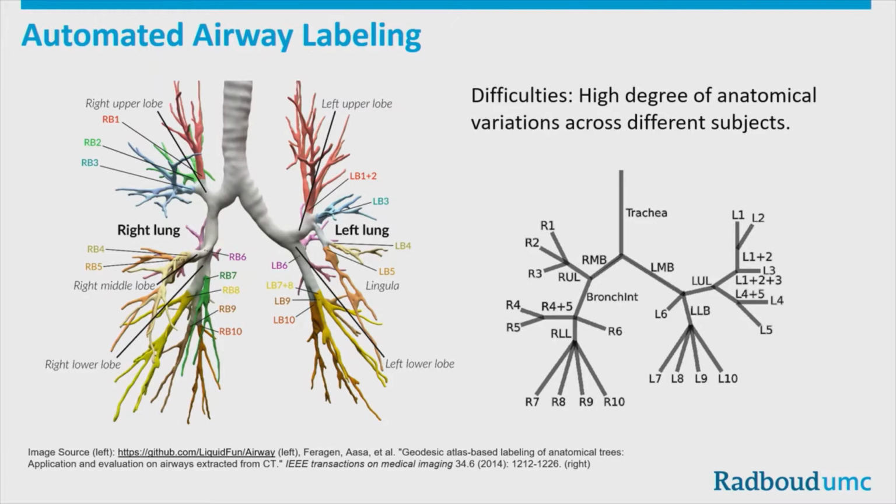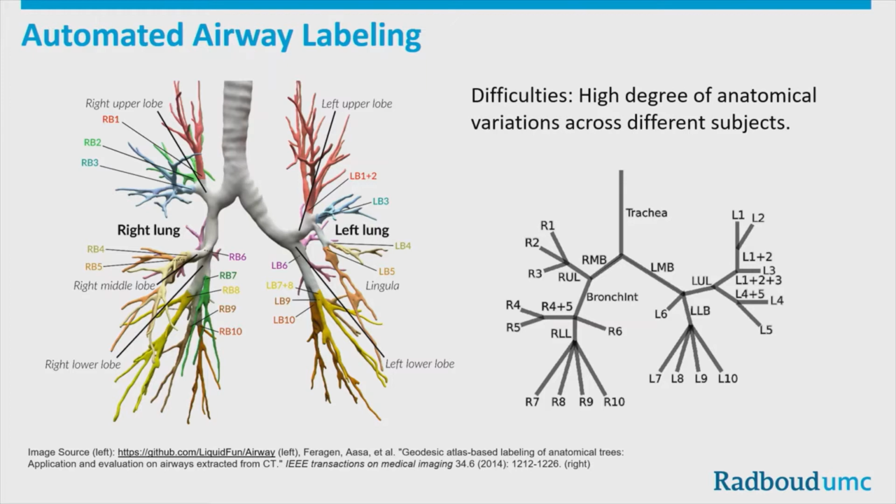On the left side of the image, we see that the focus of this project is we want to label the 18 segmental branches, indicated by different colors on the left image. So on the right side we have RB 1 to 10. On the left side we have 8 segmental branches.